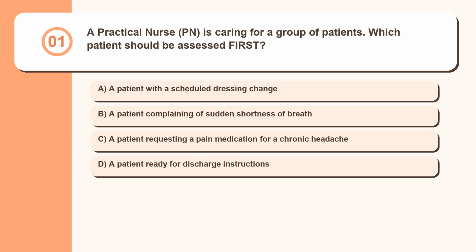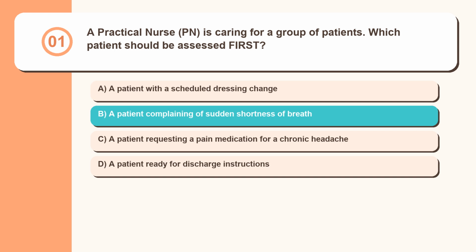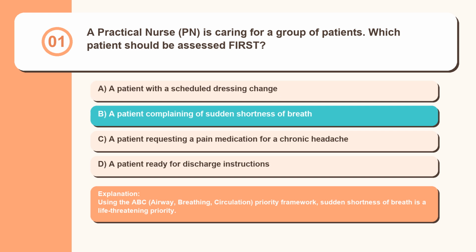Question 1. A practical nurse, PN, is caring for a group of patients. Which patient should be assessed first? A patient with a scheduled dressing change. A patient complaining of sudden shortness of breath. A patient requesting a pain medication for a chronic headache. A patient ready for discharge instructions. Using the ABC, airway, breathing, circulation, priority framework, sudden shortness of breath is a life-threatening priority.